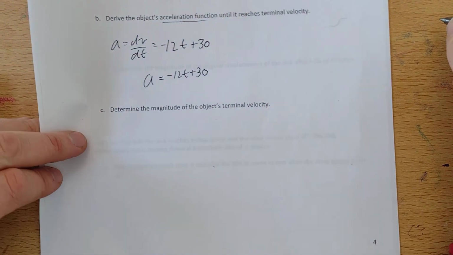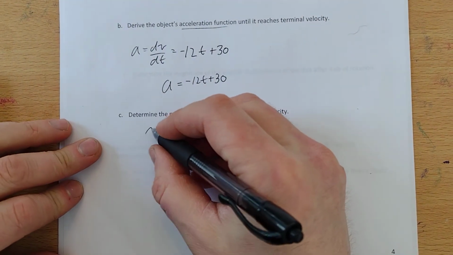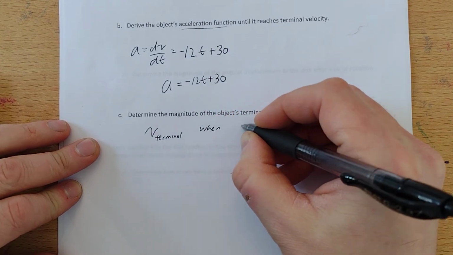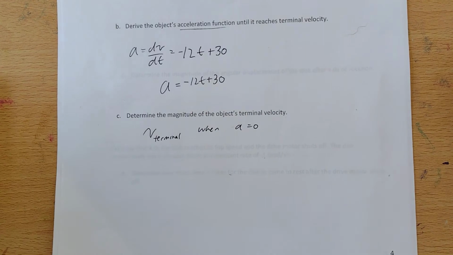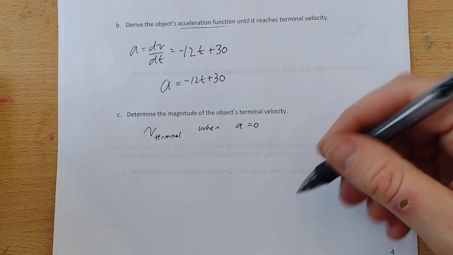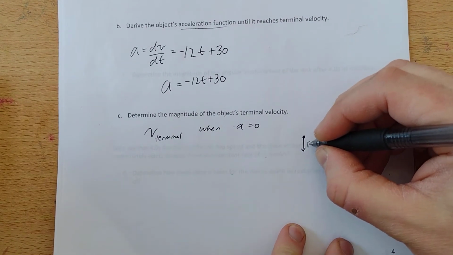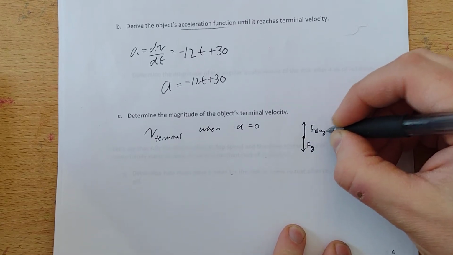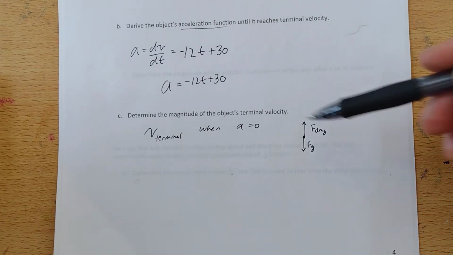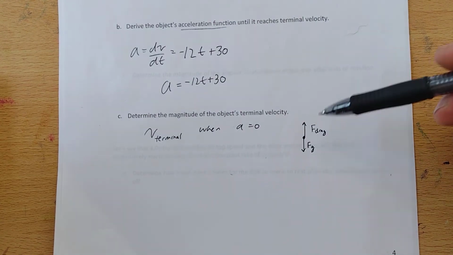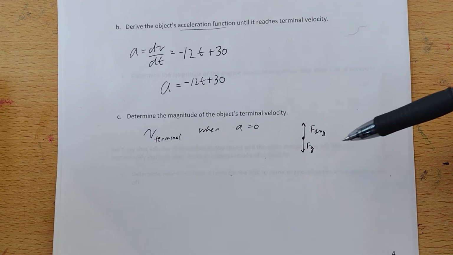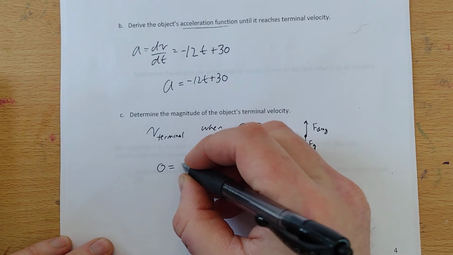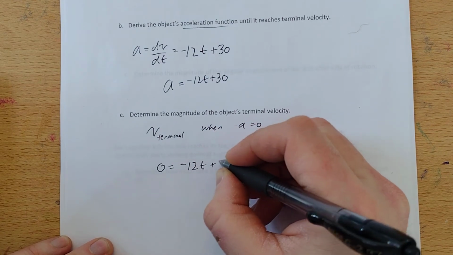Part C, determine the magnitude of the object's terminal velocity. So remember, V terminal is when the acceleration is 0. When all the forces are balanced out, right? The force of gravity is getting canceled out by whatever the drag force is. So if it's air drag, whatever that might be, terminal velocity is when those balance out and it's no longer accelerating. So V terminal when acceleration is 0, so we put in 0 for A, it was negative 12t plus 30.